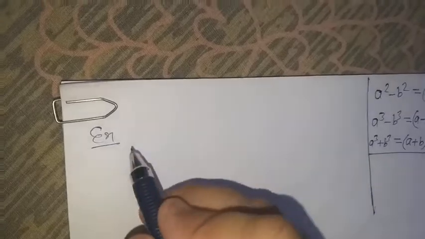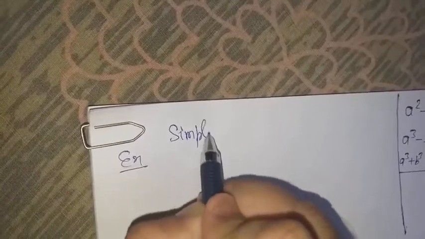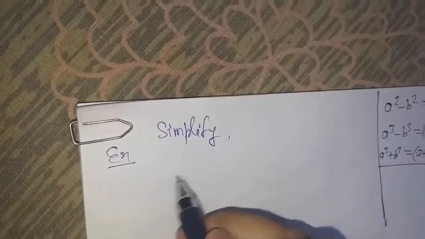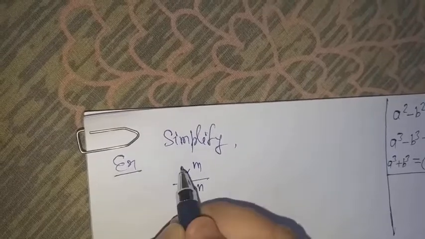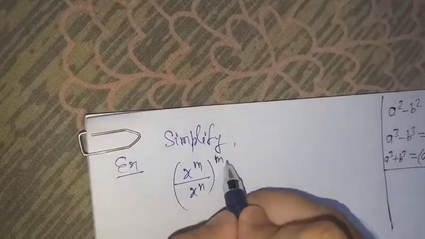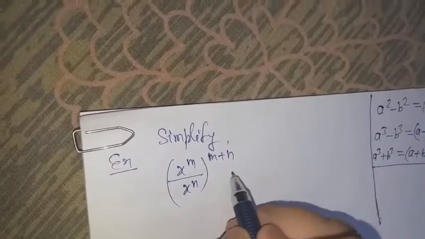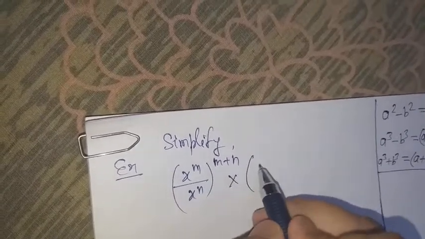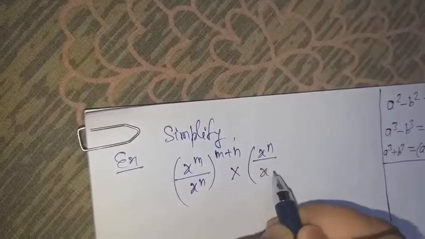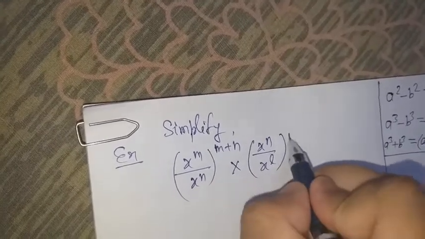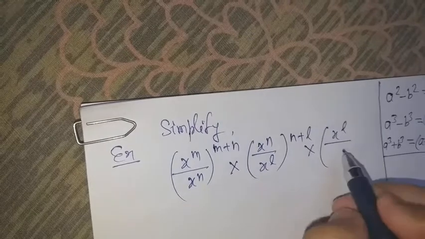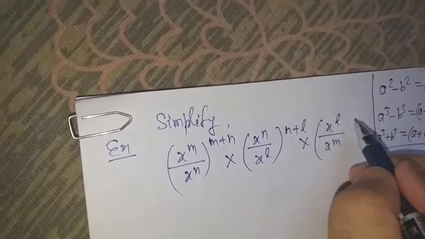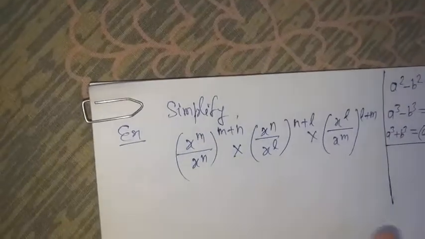As for example, there is a question: simplify (x to the power m upon x to the power n) to the power m plus n, into (x to the power n upon x to the power l) to the power n plus l, into (x to the power l upon x to the power m) to the power l plus m.